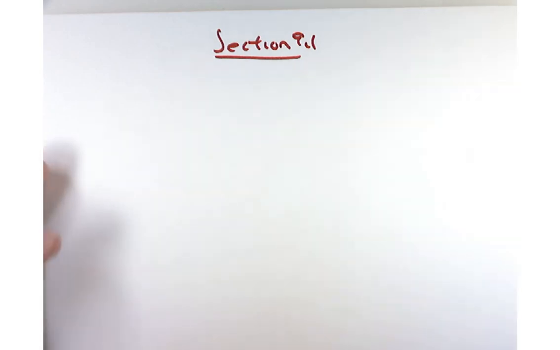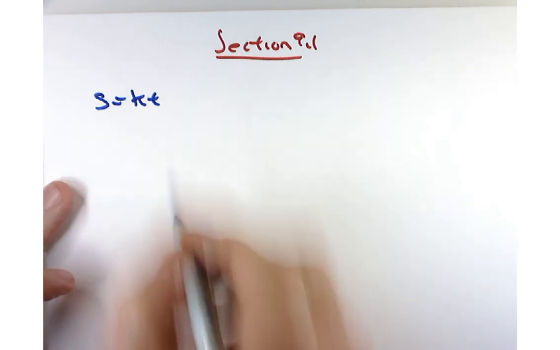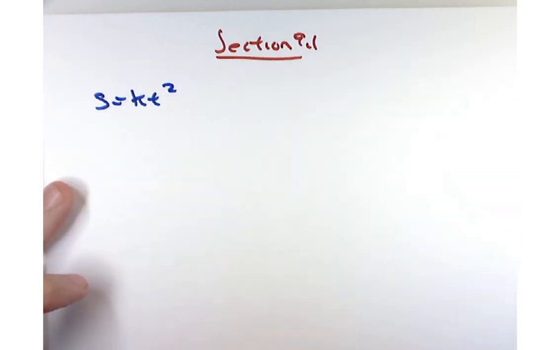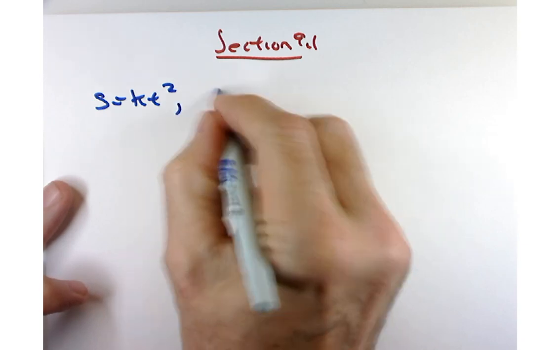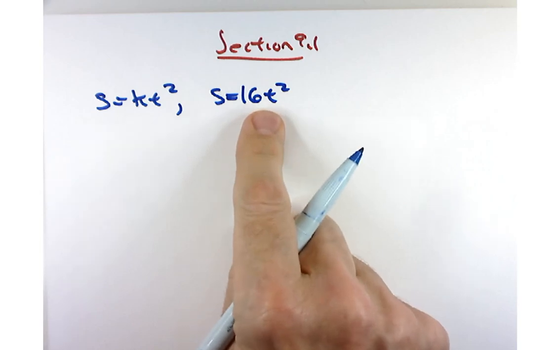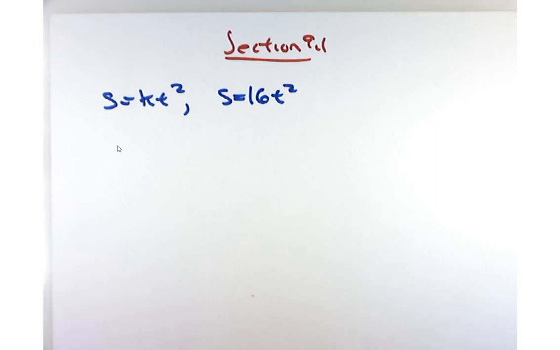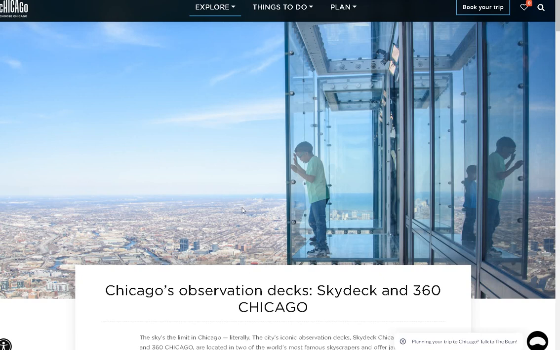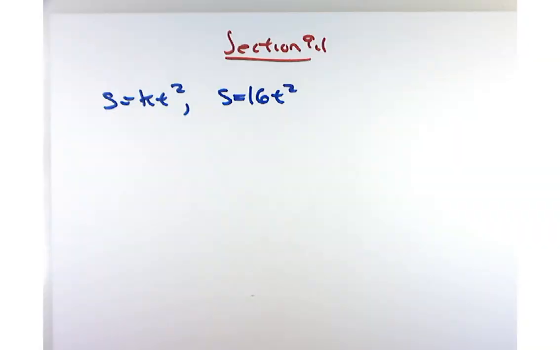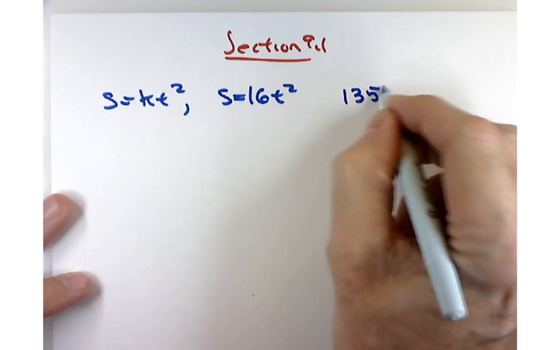Looking at, say, the Tilt in Chicago, you're wondering, well, how long does it take for something to fall down? The other day we solved problems like this, and we figured out that the distance that an object falls is proportional to the square of time times this constant, which is 16. In the case of the Skydeck, you're 1,353 feet above the city floor. So a question could be, how long does it take to fall 1,353 feet?